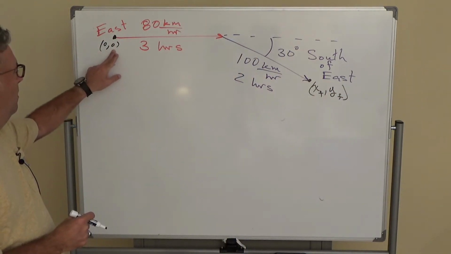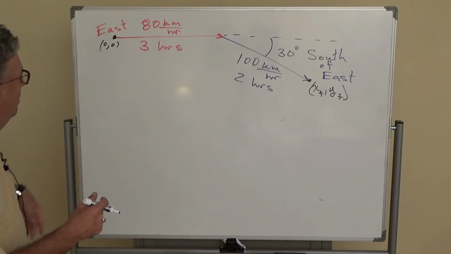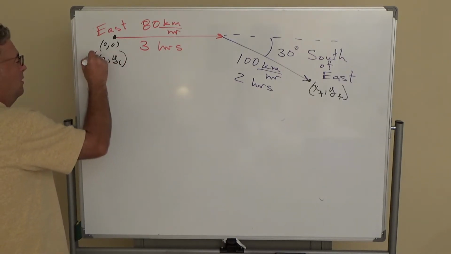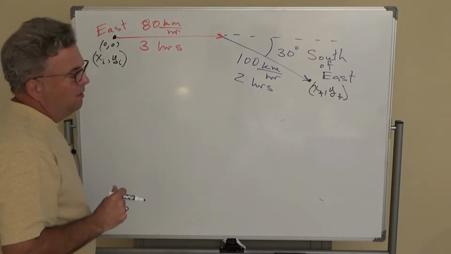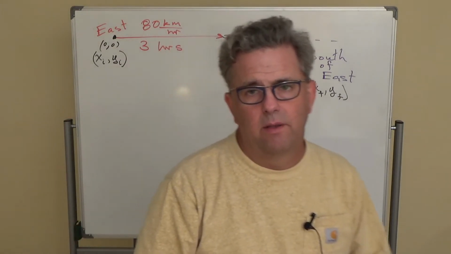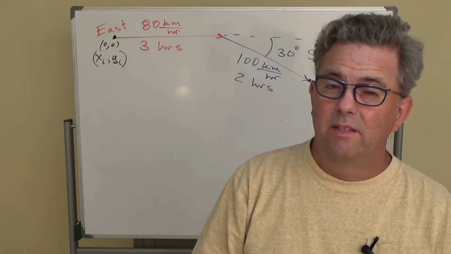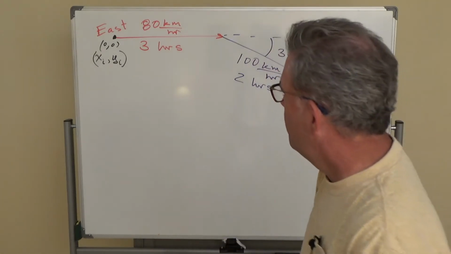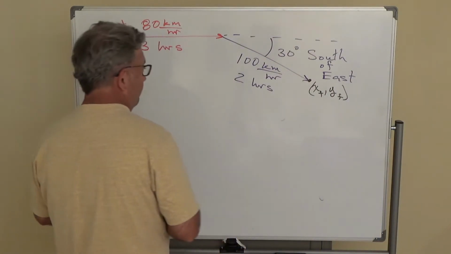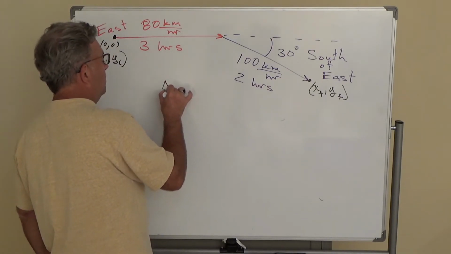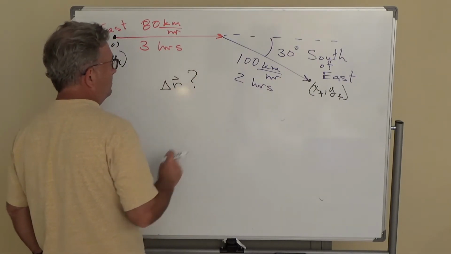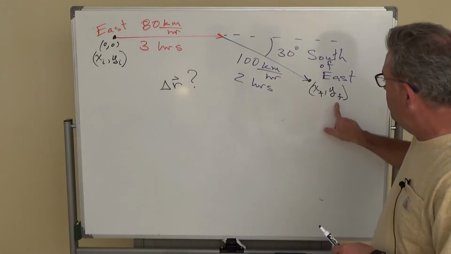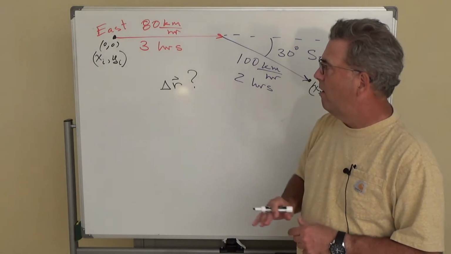You're starting out up here. This is our initial 0, 0, but X initial, Y initial. So I want to find delta R. Then I want to find V, the average velocity. I also want to find out what the speed is. So what's delta R? How can we do that? Well, if you can find out what these 2 points are, you can calculate delta R, right?